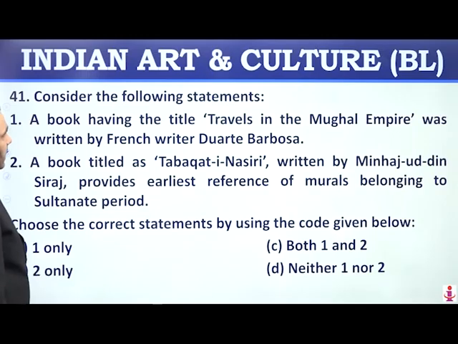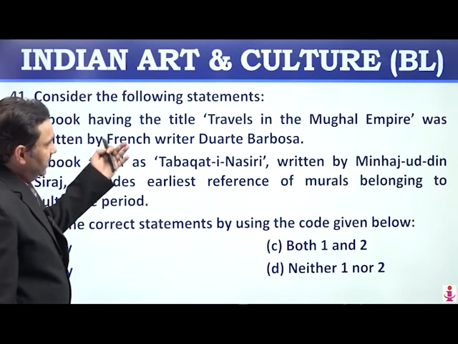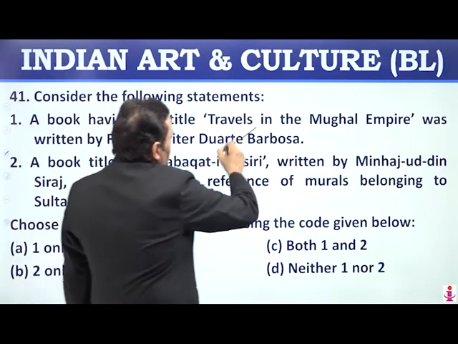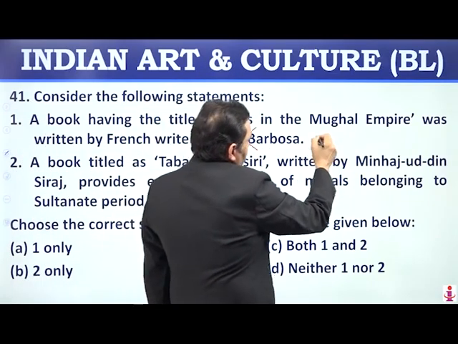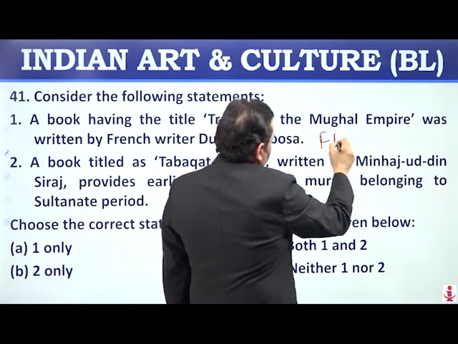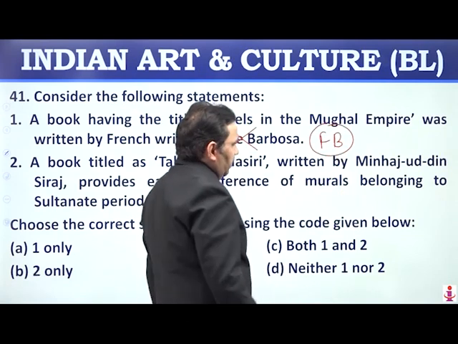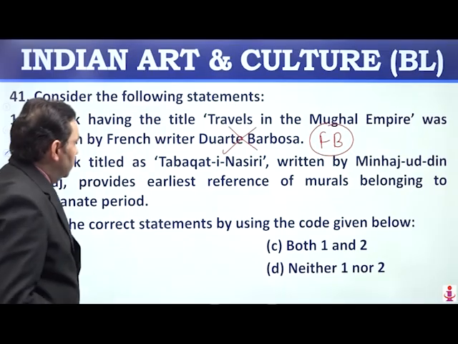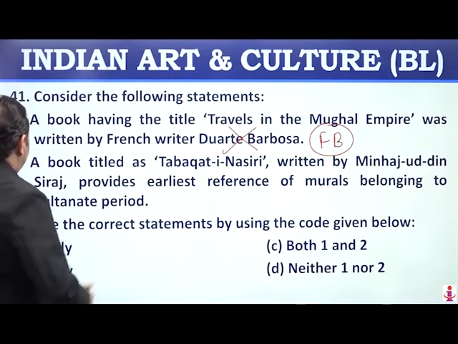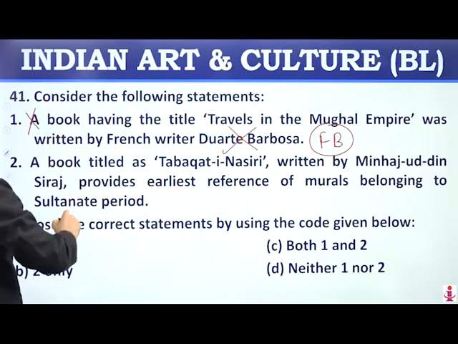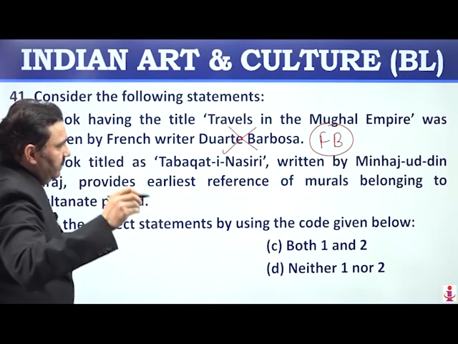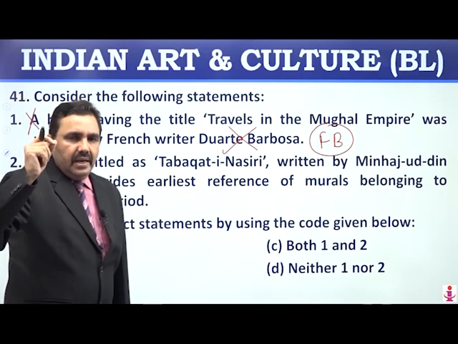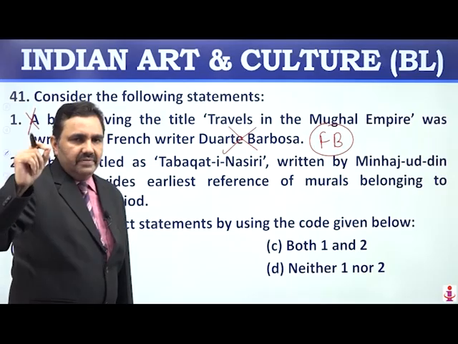Question number 41. Consider following statements. A book having the title Travels in Mughal Empire was written by French writer Francois Bernier. So Bernier was a French writer. He wrote this book, not Duarte Barbosa. A book titled Tabaqat-i-Nasiri by Minhajuddin Siraj. He was contemporary of Iltutmish, and he wrote the history of Turkish rule till 1259 AD.